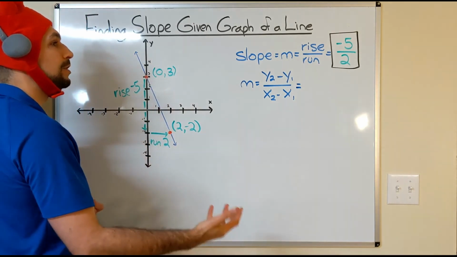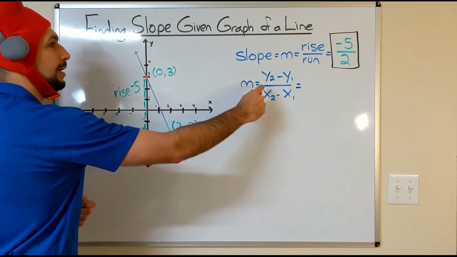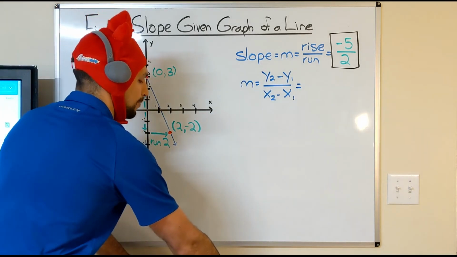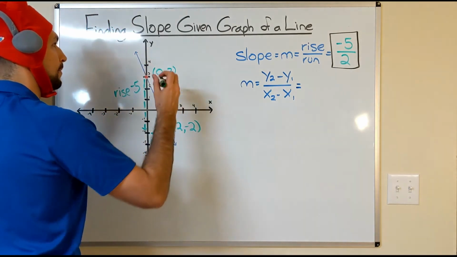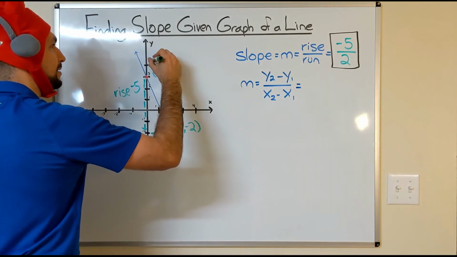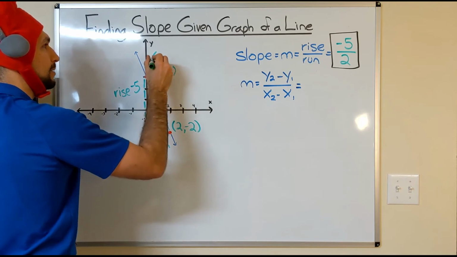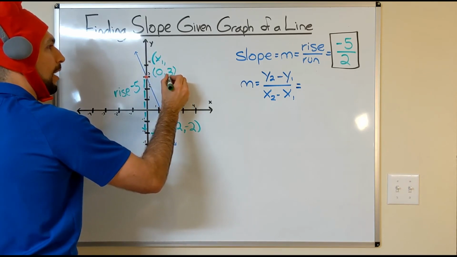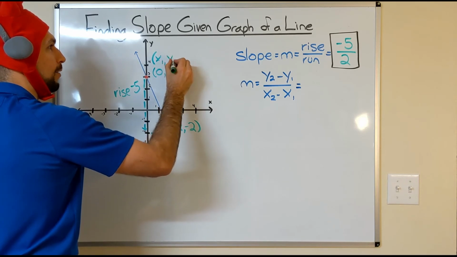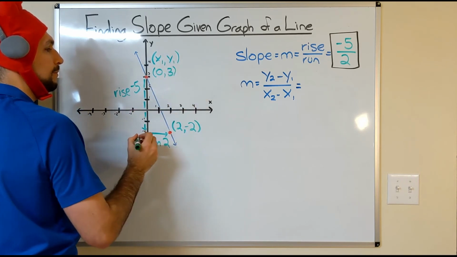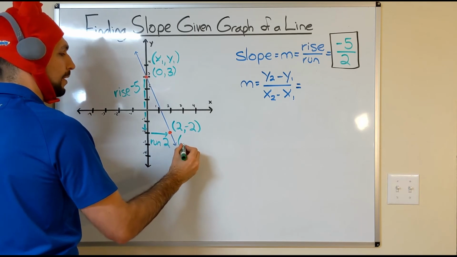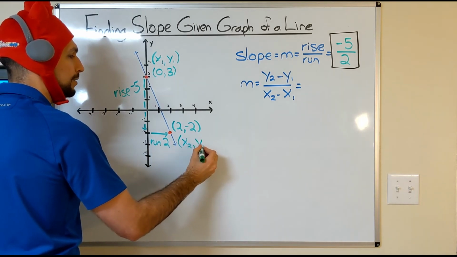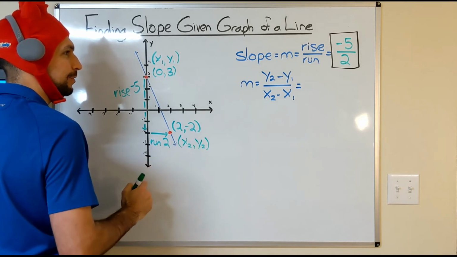All right, let's do this mathematically now. So we're going to need our y1, y2, x1, x2. Let's label these points as our first point has an x and a y coordinate. So the x1, our first x, will be 0. y1, our first y, will be 3. Second point, x2, our second x, is 2. And y2, our second y, is negative 2.